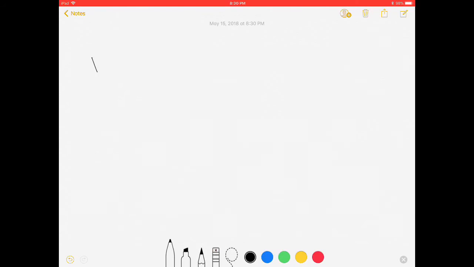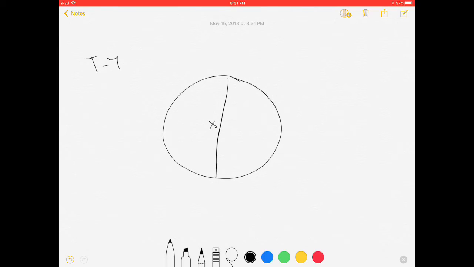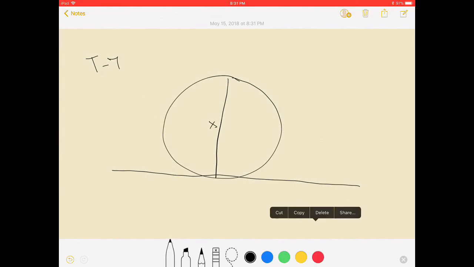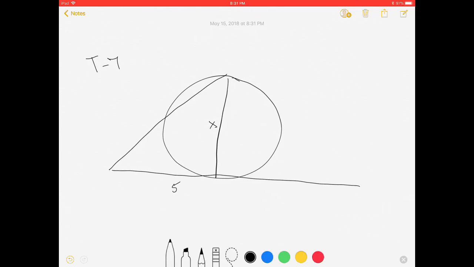Next up, we have target 7, which is chords, tangents, radii, and diameters. We're going to draw a circle, and I'm going to draw the diameter the best I can, which is x. Then we're going to draw a tangent line, which means that it meets at one part of the circle and is perpendicular to any part of the diameter. So we know that that's 5 and 5, and that's a 90-degree angle, so let's just find the diameter.